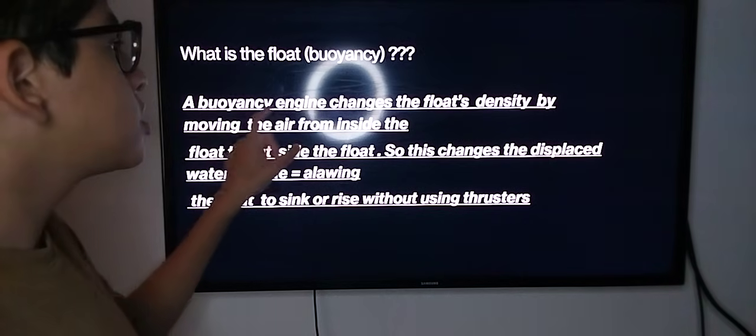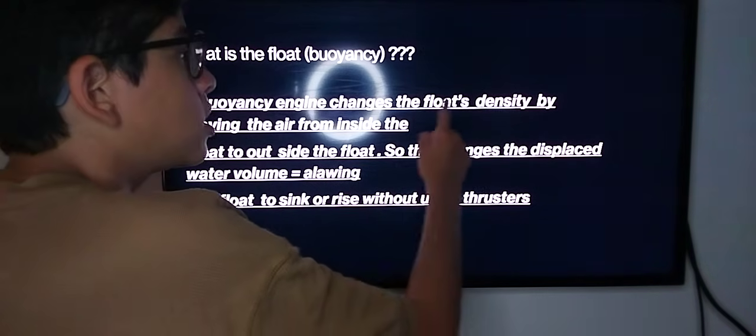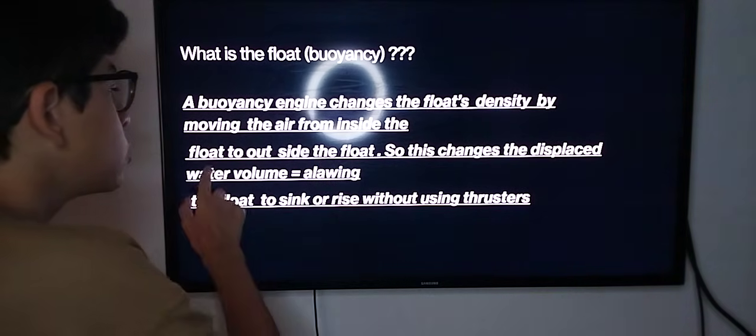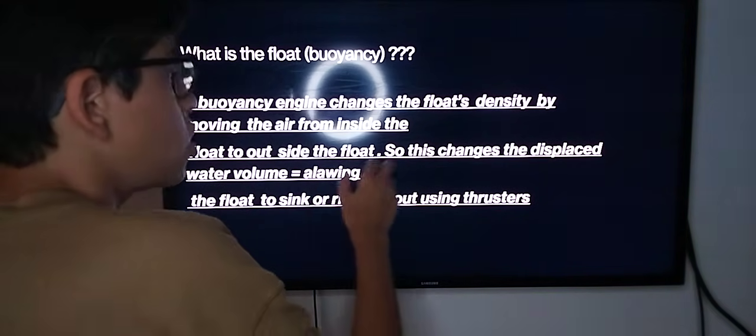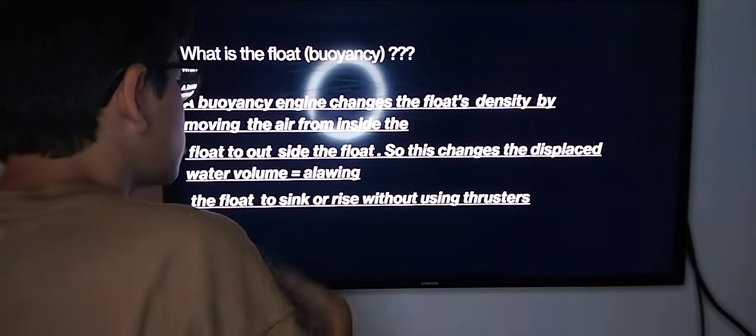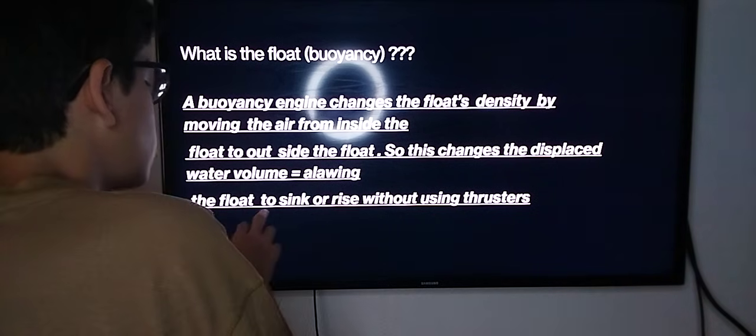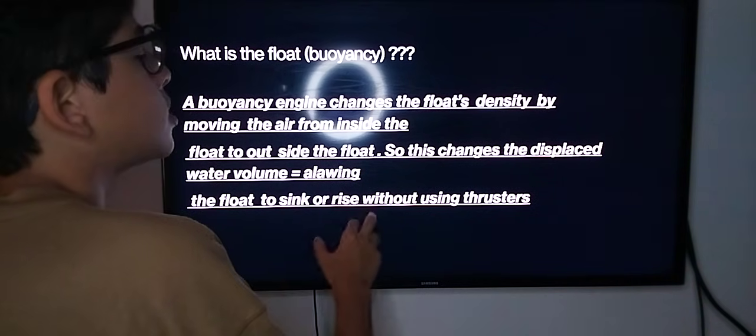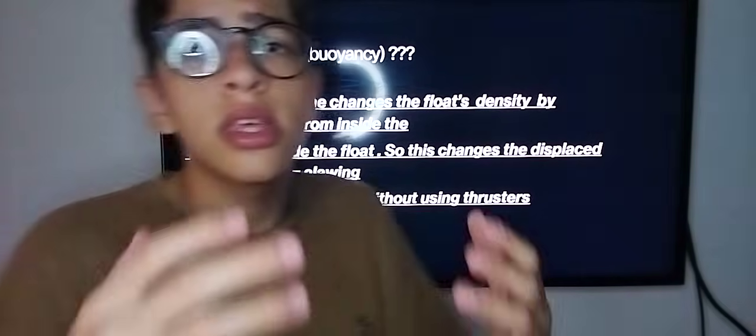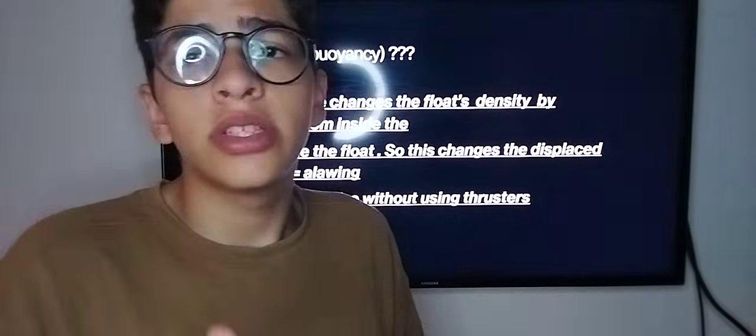A float buoyancy engine changes the float density by moving the air from inside the float to outside the float. So this changes the displaced water volume. It allows the float to sink or rise without using structures. This is a float buoyancy engine.